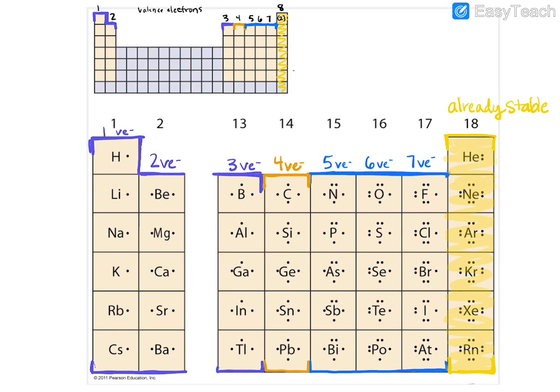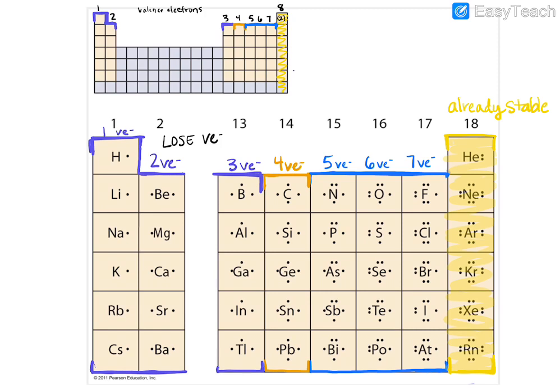Now, here's the deal. When an atom has 3 or fewer valence electrons, to become stable they will lose their valence electrons. I know this sounds strange, but it allows them to have a full valence shell.